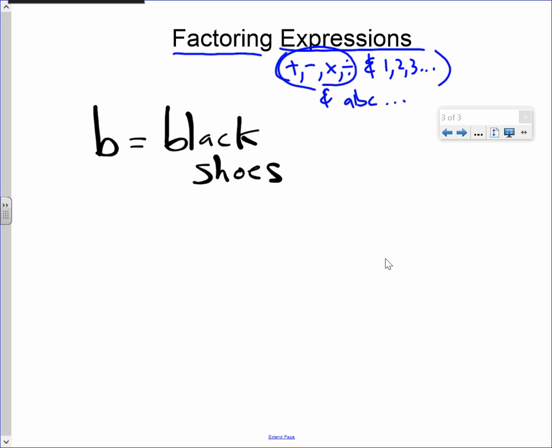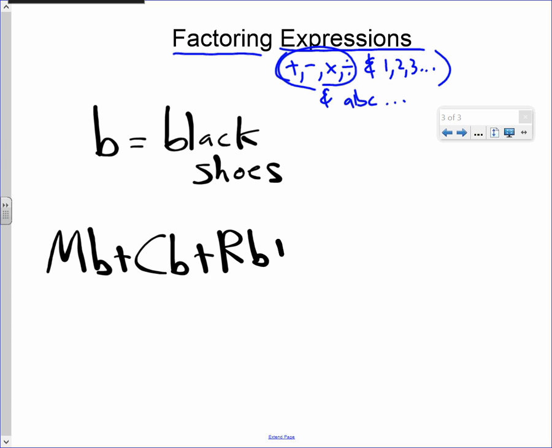Let's let capital M be Mungia. Mungia has black shoes. Put MB. So Mungia, that's capital M, that's me, has black shoes, plus Mrs. Cisneros, capital C. So the capital letters will be the people in here, the human beings. Cisneros has black shoes. Mr. Rivas has black shoes. R, B. Okay, I'm writing an expression. It's a collection of numbers and stuff. An expression. Remember that word I talked about.